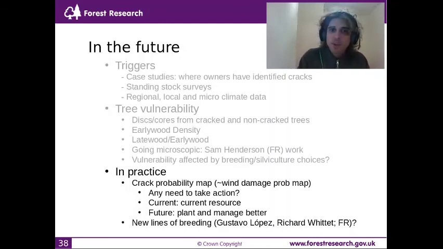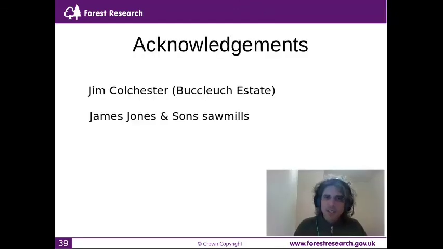As said before, new breeding lines could be envisaged in collaboration with Gustavo and Richard from FR, but only if there were enough evidence that no-cracking properties can be inherited. And that's all from us.